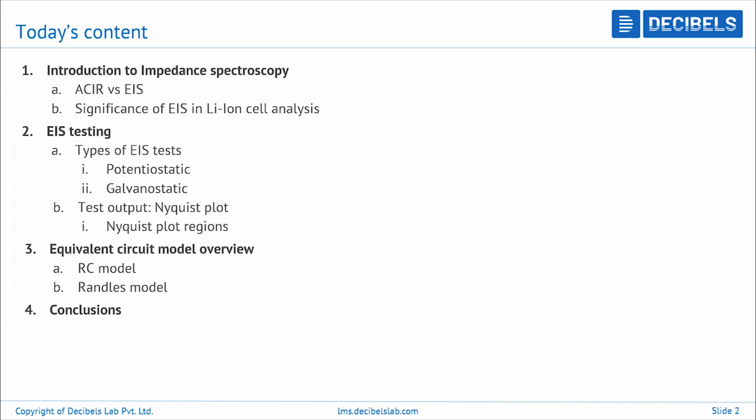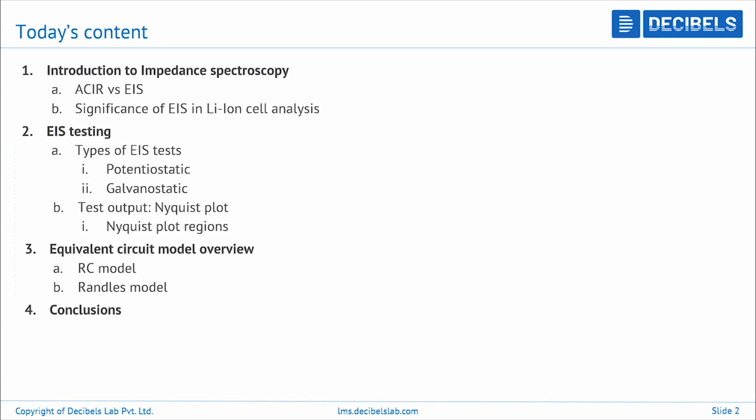Then we come to the core part of the webinar, understanding how the Nyquist plot is going to be observed, because that is the output of the EIS test. If you conduct an EIS test, the expected outcome is an impedance graph, and that impedance graph is known as a Nyquist plot. It has certain frequency regions, and we will be observing those with respect to a graph.